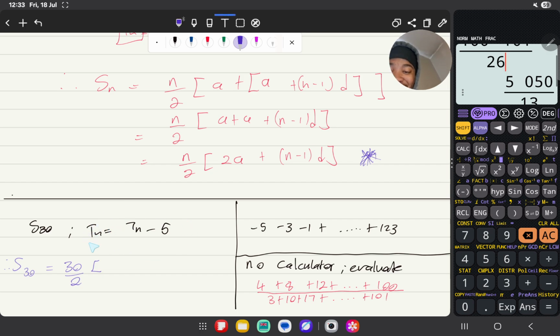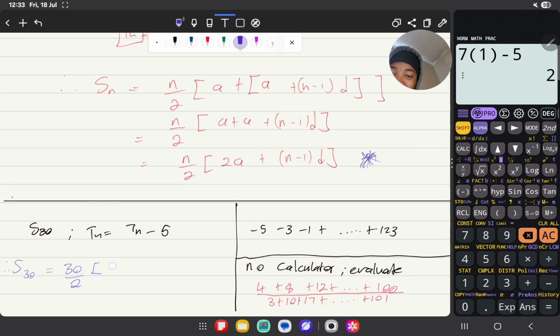So let me find the first term here. I just substitute the first term. I would say 1 minus 5. The first term is 2, right? Yeah, so guys, this one I just jumped into the problem without finding a and stuff, but this is a, go to your calculator, that is a. So we have 2 multiplied by 2, right, and then plus 30 minus 1, then the common difference, right?